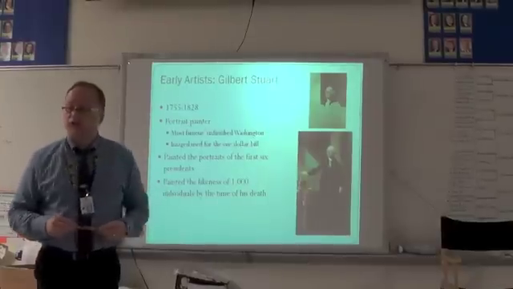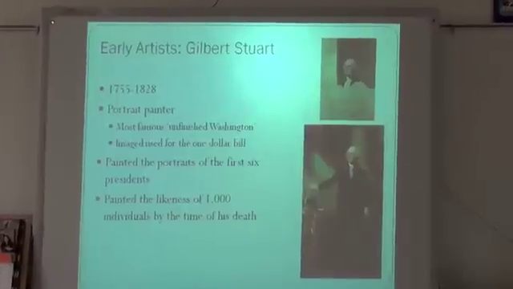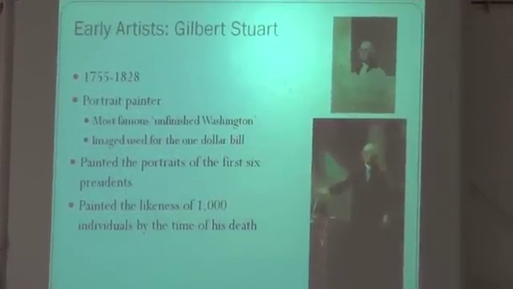Gilbert Stuart, the most famous of the George Washington painters. He made really a living out of painting George Washington. Another portrait painter. The one on top is called the Unfinished Washington. Can you guess why? It's not finished, exactly. The Unfinished Washington. But that's the image used on the American dollar bill. If you look at the American dollar bill, that's the image that we use. The first six presidents all had their portrait painted by Gilbert Stuart. Again, a patriot, someone who stayed here in America and stayed loyal.